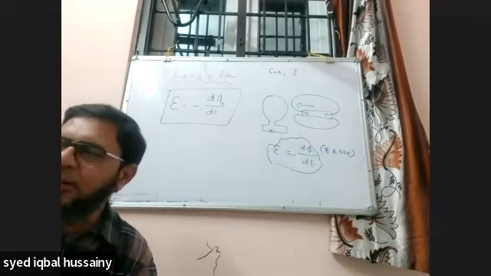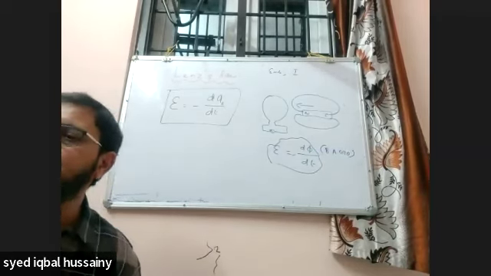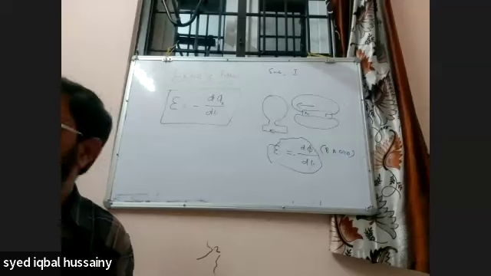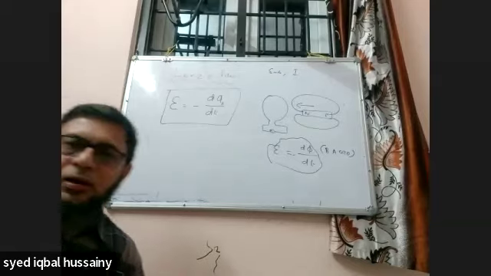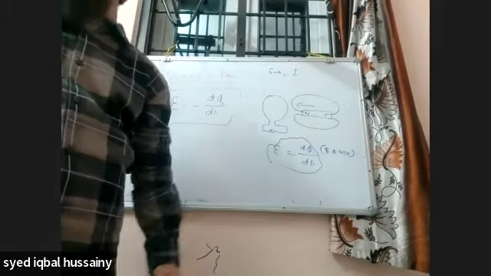Can anyone repeat the statement, please? It states that the direction of the induced current is such that it opposes the cause which produces it. That is, it opposes the magnetic flux. Who is that? Suraya. Right. Good. Good. Good. Now, next topic.